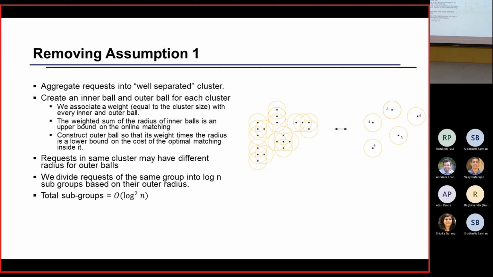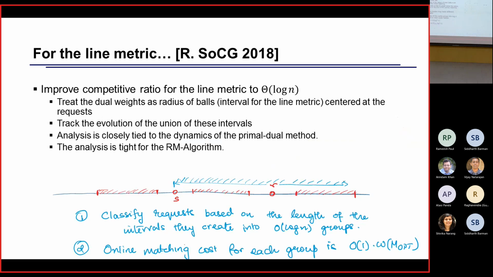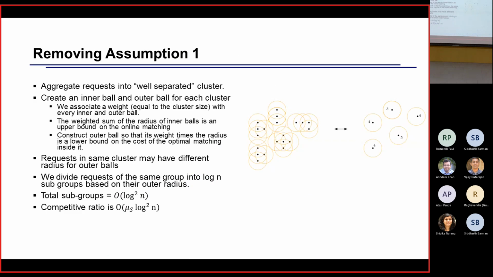And the total number of subgroups becomes log square n, and when we analyze it fully, we end up getting a competitive ratio of mu s log square n. So of course, for 1D, going back to the line metric, this gives me a log square n competitive algorithm. It's definitely an improvement over the previous work, but there's still a gap.